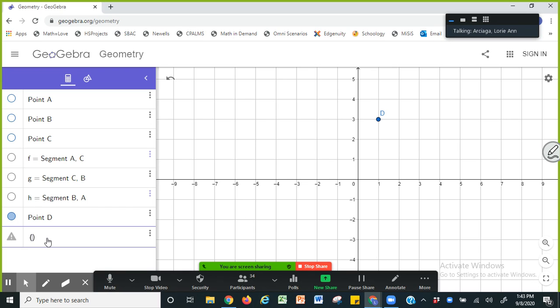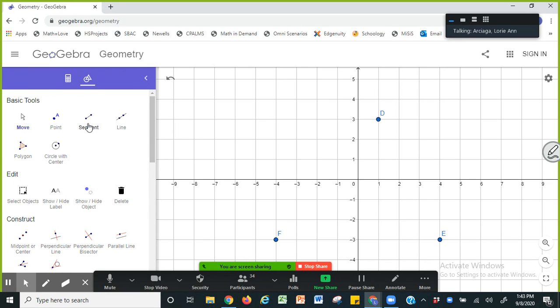Oh, okay. And then 4, -3. Okay, that's point E. And then -4, -3. Okay, so it doesn't look like a right triangle, does it? All right, so let's draw the segments from E to D to E. There you go.